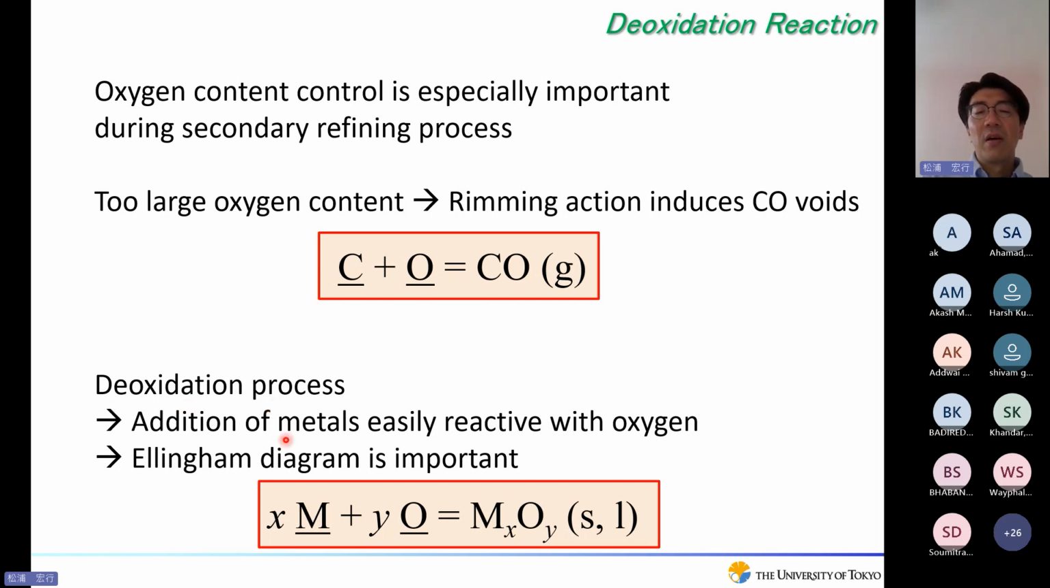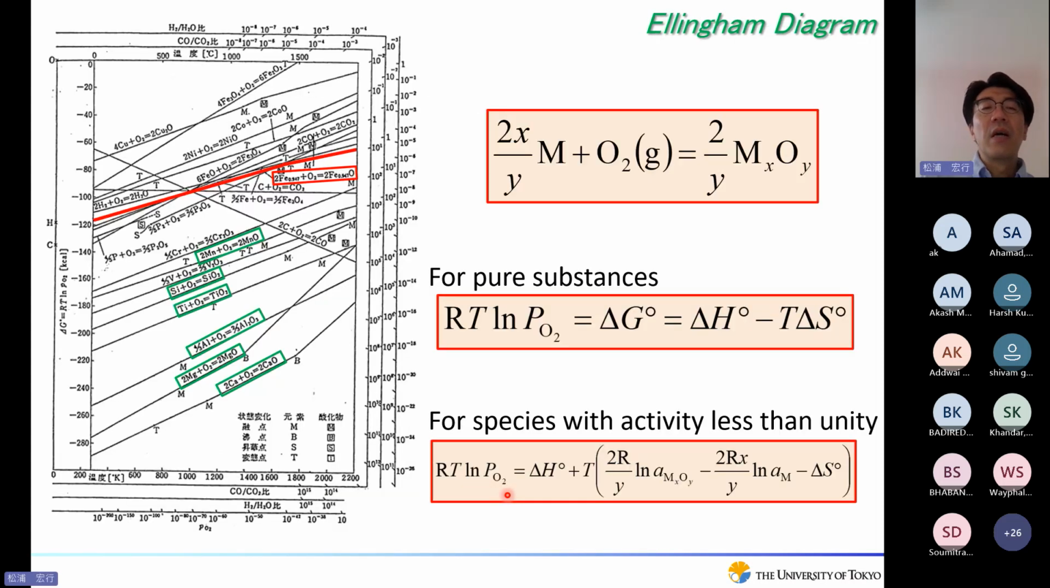So the remaining oxygen after the decarburization action should be removed by the deoxidation process. In this process, some metals which react more easily with oxygen compared to iron are added. And in that case, the Ellingham diagram is quite important to see. As you know, in the Ellingham diagram, here is the standard Gibbs energy change for the formation of iron oxide. So in order to remove the oxygen in molten steel efficiently, you need to add some highly active element compared to iron. You can choose elements from the Ellingham diagram below this red line.